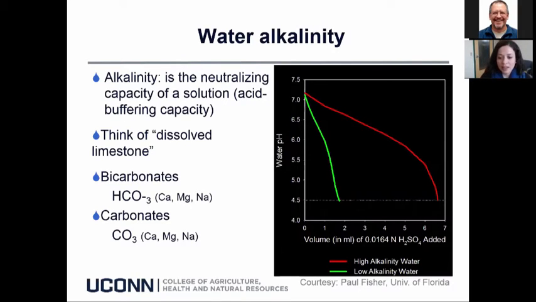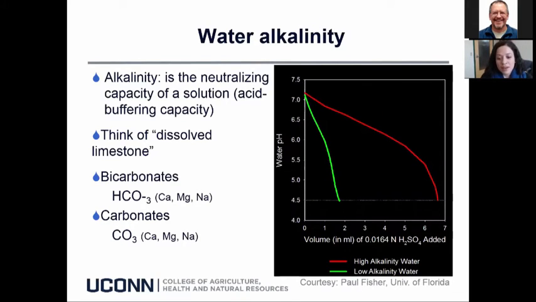you see that if I add 1 milliliter, the red line is high alkalinity. You see that if I add 1 milliliter, the pH drops very little. If I add 2, and so on, it goes dropping in a very gradual way. So I need up to almost 7 milliliters of sulfuric acid to drop the pH down to 4.5. Once the solution reaches a pH of 4.5, we can say that the alkalinity has been neutralized.